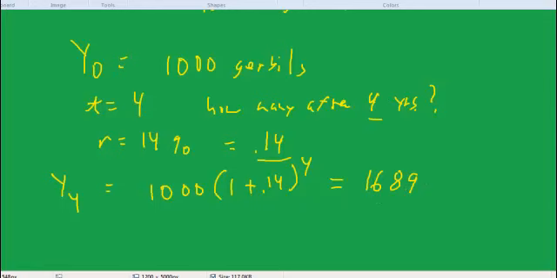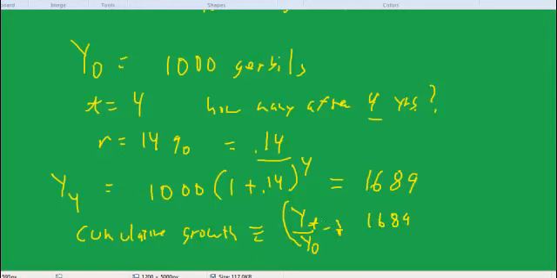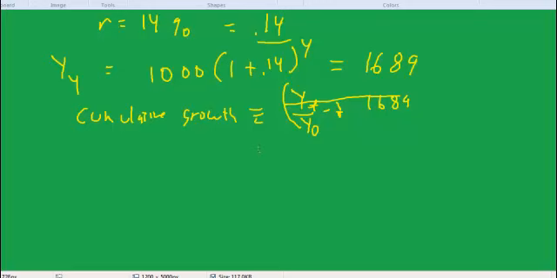Okay, so that's computing that. Now, one thing we could measure is the cumulative growth. So cumulative growth, I will simply define as Yt divided by Y0. Well, let me do it. Yt over Y0 minus 1. Sorry, let me cross that out. Cumulative growth is equal to Yt over Y0 minus 1, times 100 to get a percent.